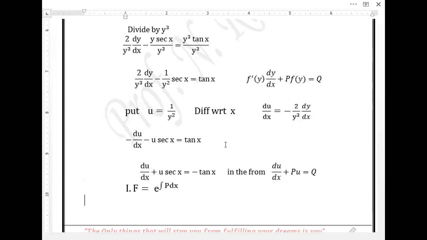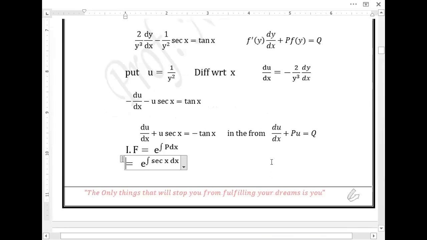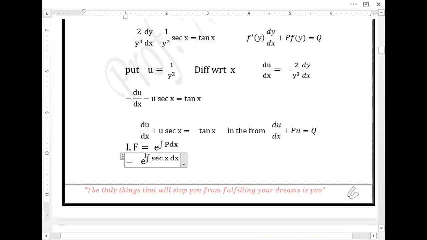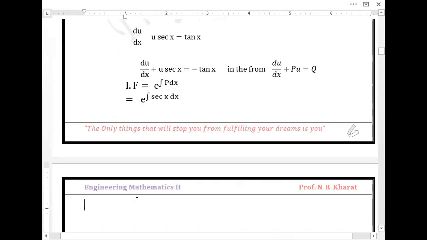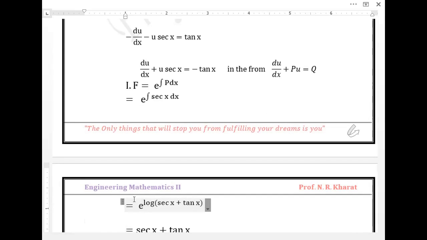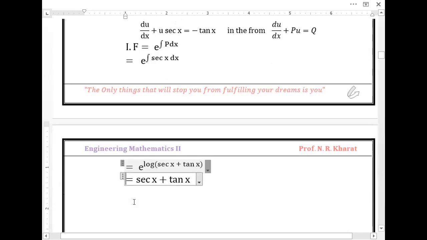The integrating factor can be found by taking the integration of p with respect to x. Here p is equal to sec x, so we take the integration of sec x. The integration of sec x is log of sec x plus tan x. Then we know that e raised to log of something is nothing but the term present in the log function. So we get the integrating factor in the form of sec x plus tan x.